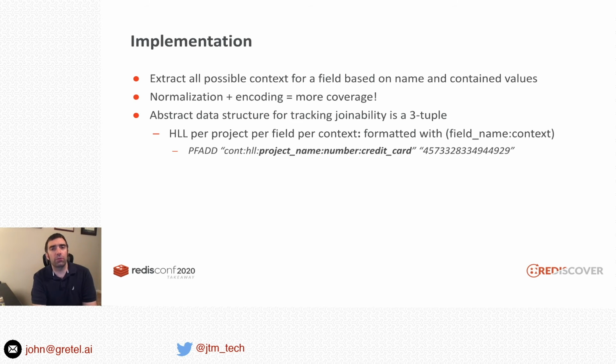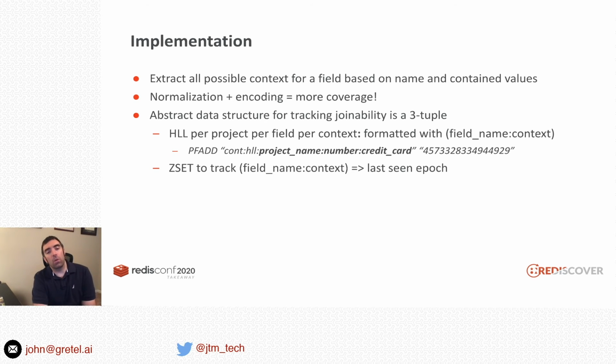So here's an example key name for Redis and adding a credit card number to it. Our field name is prefixed with cont for containment and HLL. And that is just a prefix you might use to differentiate the keys from other keys you have in the database. And then here we're combining the project name with the name of the field, which in this case is number. And then the context about the field, we've determined that it's a credit card. And here we're adding a fake value to this supposed HyperLogLog.